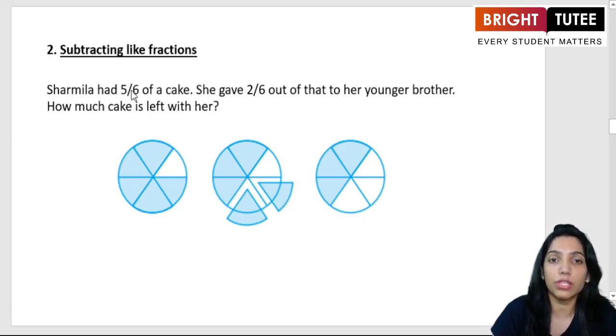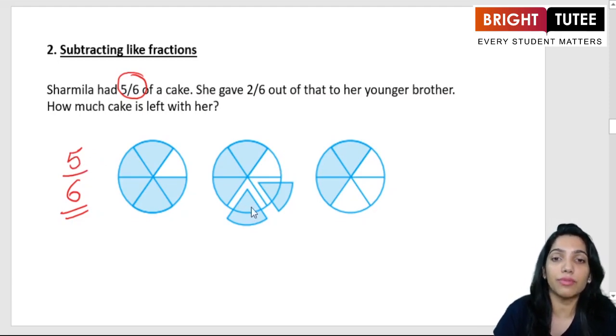Sharmila had how much? 5 out of 6 of a cake. So this cake is represented by a whole. It has been divided into how many parts? Look at the denominator. It's 5 over 6. So it is divided into 6 total parts. Out of this, how many parts are with Sharmila? 5 parts. It says she gave 2 over 6 out of that to her younger brother. So she was already having 5 and out of 5 she gave away how many? She gave away 2 out of 6 parts.